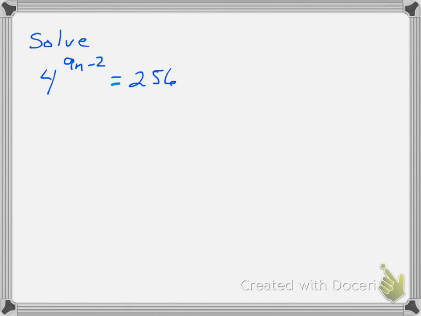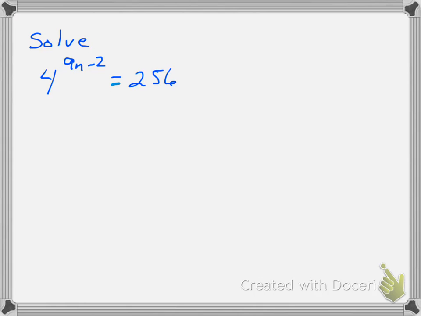4 to the 9n minus 2 power is equal to 256. So what you have to do, you probably don't know any of it in your head. You have to figure out what 256 is. So you have to kind of play around with it. It's probably 4 to the something. So you kind of guess with your calculator until you figure it out.